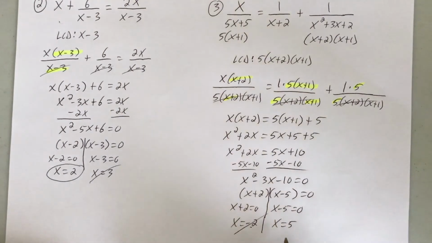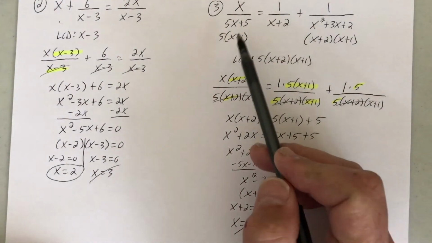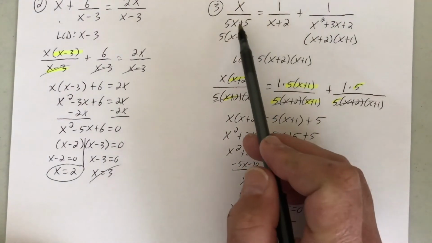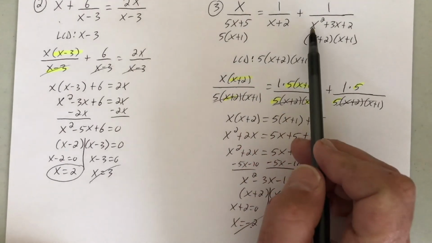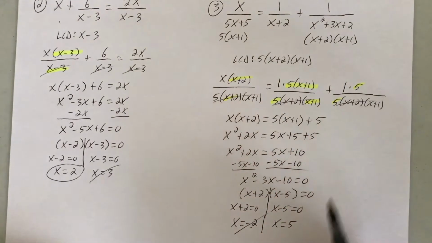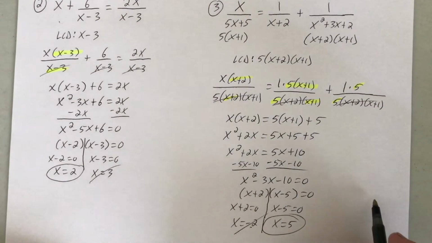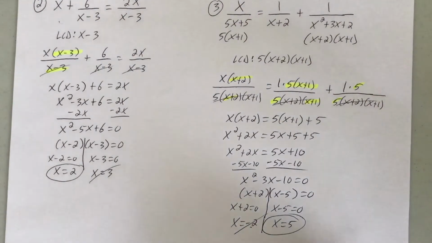So that's no good. And if I were to plug the 5 in, of course, the left side would equal the right side. If I were to graph the left side and then graph the right side in the same coordinate plane, you would see they intersect at x equals 5. So 5 is the solution for that.